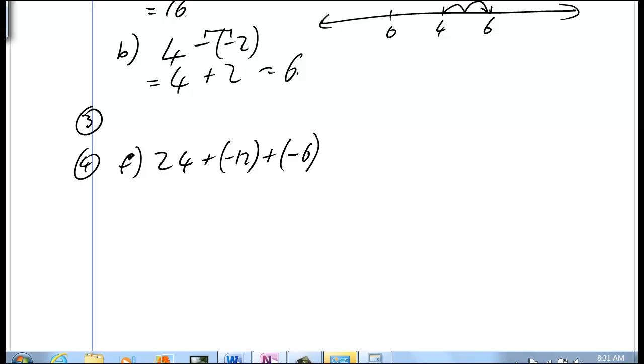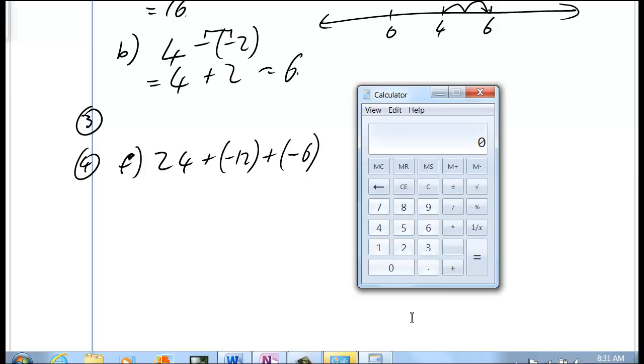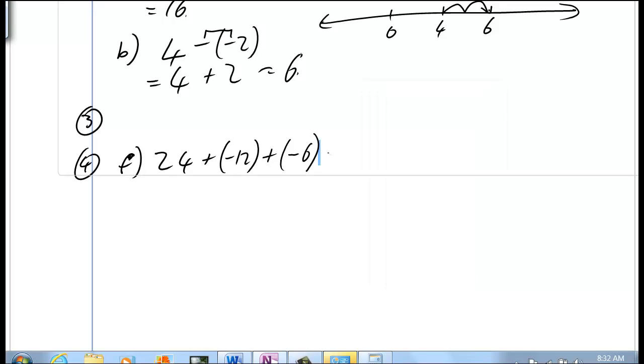Now, we grab our calculator. So 24 plus 12, now it's negative 12, so I'm going to use the plus minus to make it negative 12, plus negative 6, so type in 6 and press the plus minus button to give it negative 6, and the answer of course is 6. So for number 4 you can just use your calculator to work those out, and now I want you to go through, do number 3 and 4 and the rest of the exercise. Excellent.